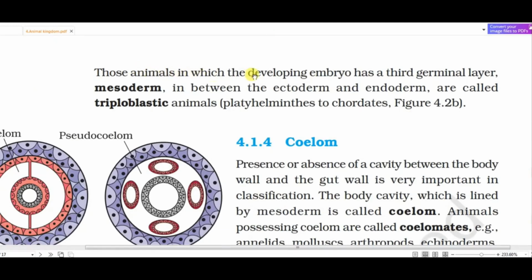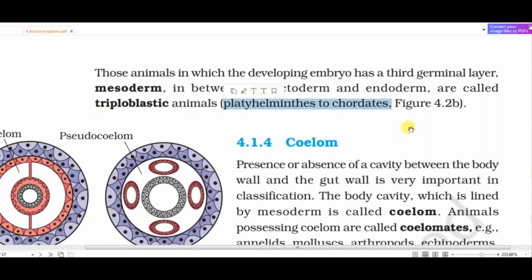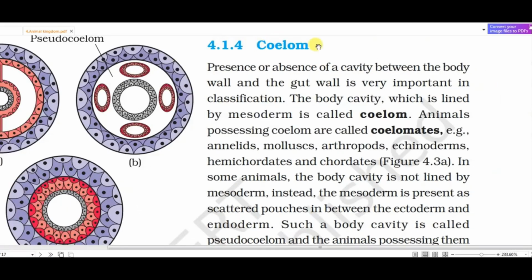The animals in which the developing embryo has a third germinal layer, mesoderm, in between ectoderm and endoderm, are called triploblastic animals. Example, Platyhelminthes to chordates. Coelom. Presence or absence of a cavity between the body wall and the gut wall is very important in classification. The body cavity which is lined by the mesoderm is called coelom. Animals possessing coeloms are called coelomates. Example, annelids, molluscs, arthropods, echinoderms, hemichordates and chordates.